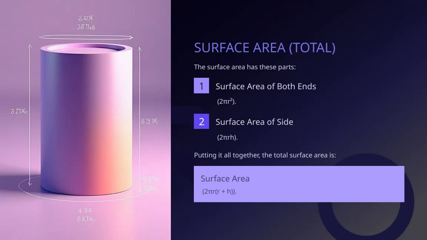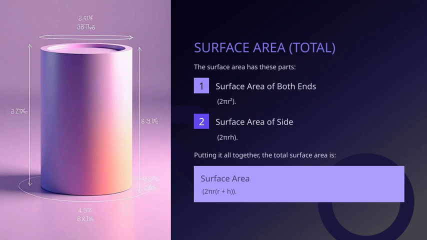Let's take a closer look at the surface area, specifically the total surface area of a cylinder. The surface area actually has a few different parts to consider. First, we have the surface area of both ends of the cylinder, which is calculated as 2 times pi times the radius squared. This accounts for the top and bottom circular surfaces. Next, we look at the surface area of the side, which is essentially the curved part that wraps around the cylinder. To find this, we use 2 pi times the radius times the height.